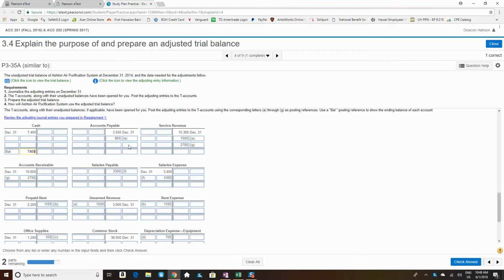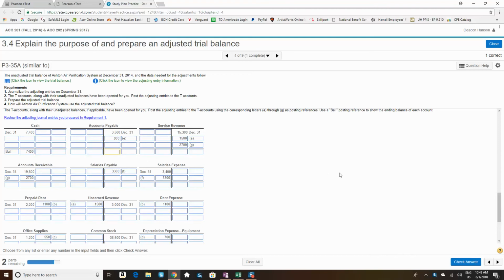Now let's look over here at accounts payable. There's really just two credits sitting there, so all I have to do is combine the two credits. 3,500 plus 800 would be 4,300. That's the new balance. Does everybody see that? You should know how to do this already, but this is a comprehensive problem, so I'm going to show this to you, in case you have any confusion.